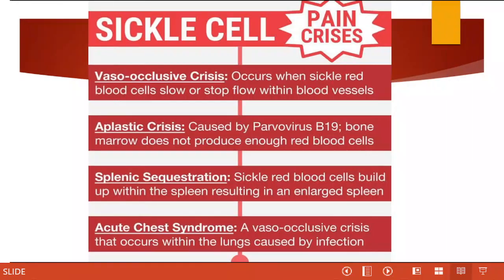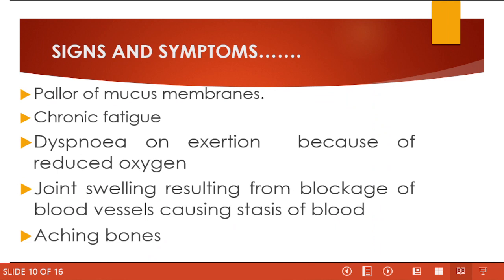We proceed. This is a summary of the sickle cell types of crisis. We have vaso-occlusive, aplastic, splenic, acute sequestration, and all those. So you can pause the video so that you can quickly run through them. We proceed. Signs and symptoms.